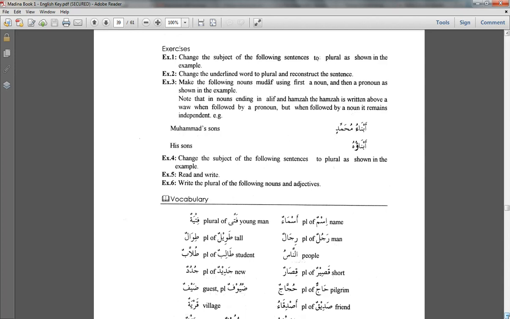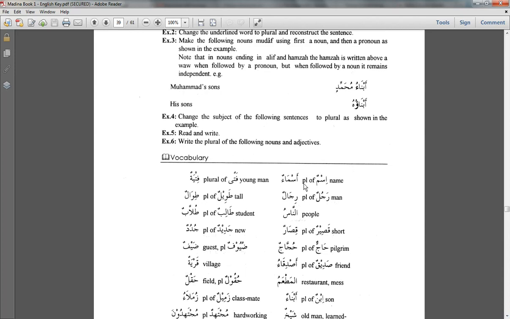Asma is the plural of ism, name. Fityatun is the plural of fata, young man. Tiwalun is the plural of tawilun, tall. Rijalun, the plural of rajulun, man. Tullabun, the plural of talibun, student. Annasu, people. Jududun, the plural of jadidun. Qisarun, the plural of qasirun, short. Dayfun, guest, the plural is duyufun.